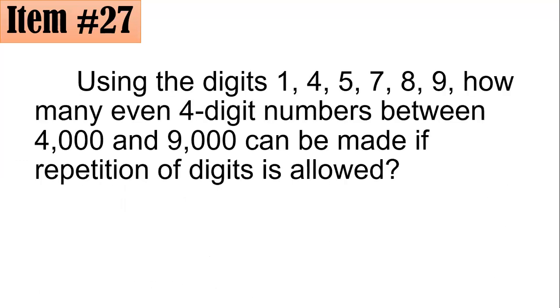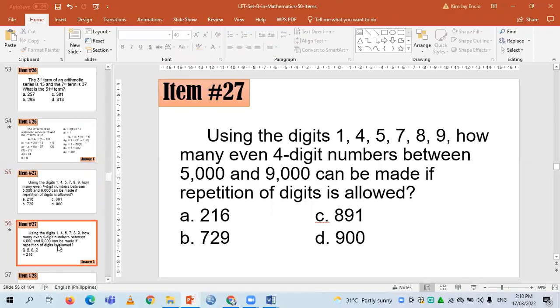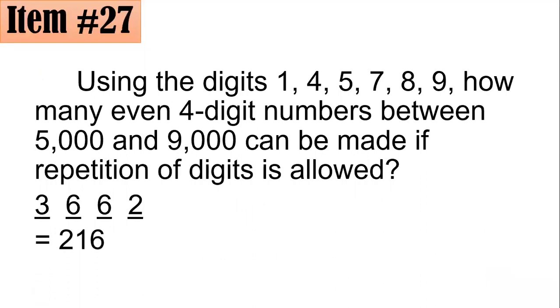If repetition of digits is allowed, so we could see this one. How come? If it's between 5,000 and 9,000, this tells us that the number could begin with either 5, 7, or 8. It could not begin with 9 because in this case, it will be more than 9,000. So there are 3 choices for the thousands digit.